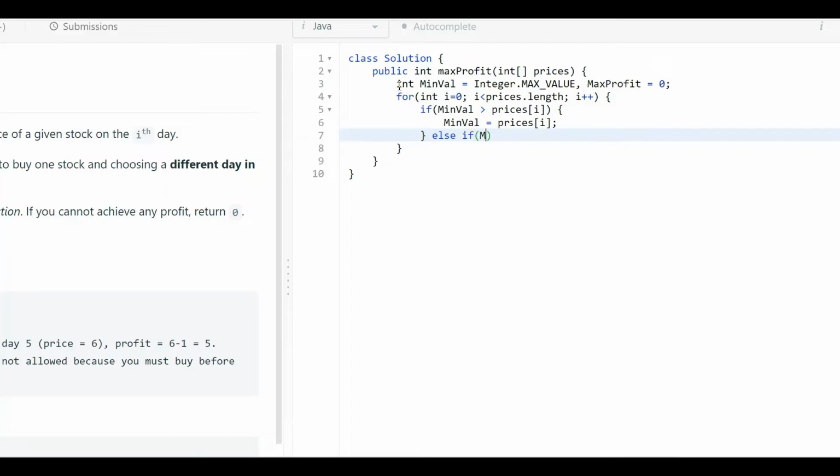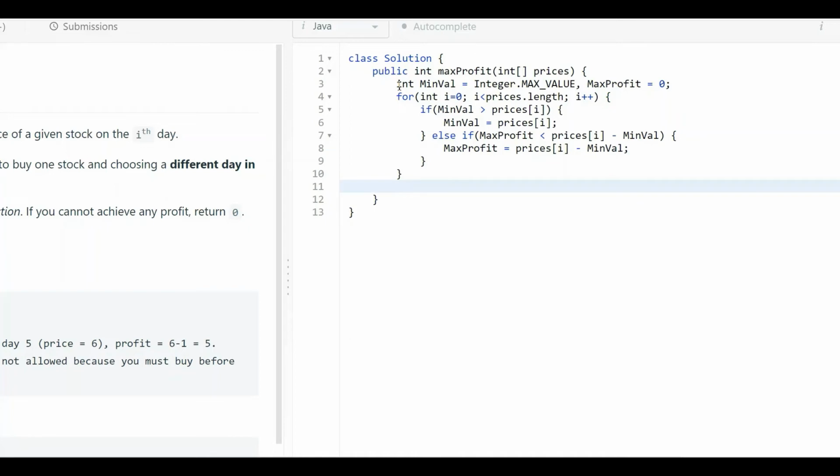Like if the maxProfit is lesser than the current value minus minVal, prices of i minus minVal, then we can update our maximum profit to prices of i minus minVal. And then we can finally return our maxProfit.